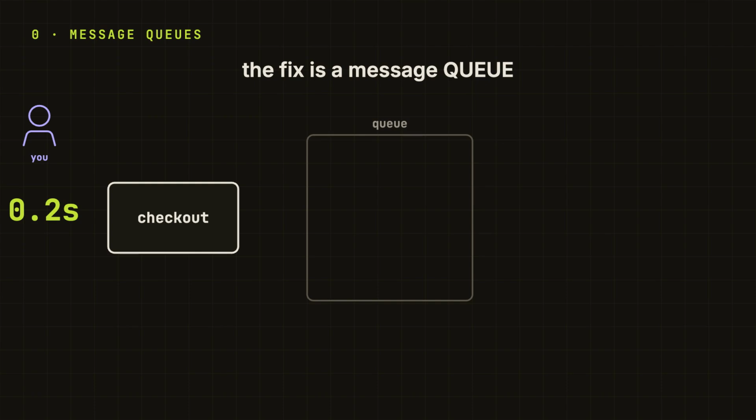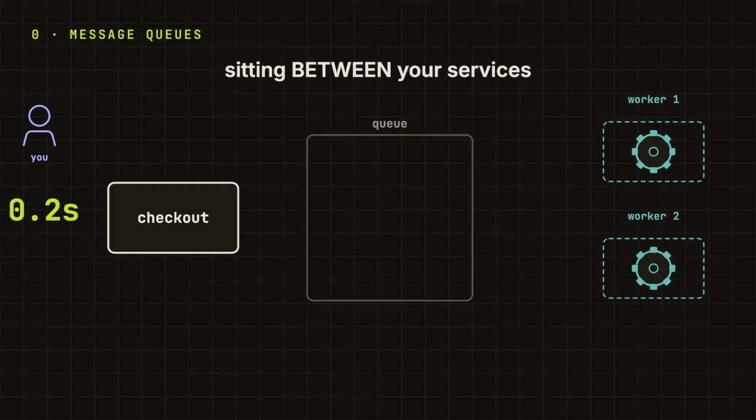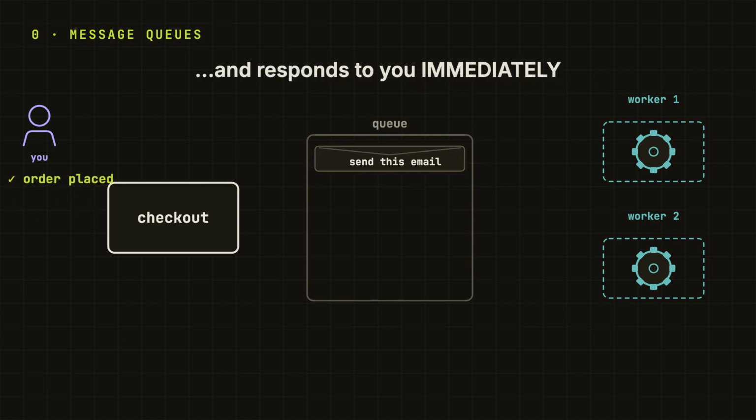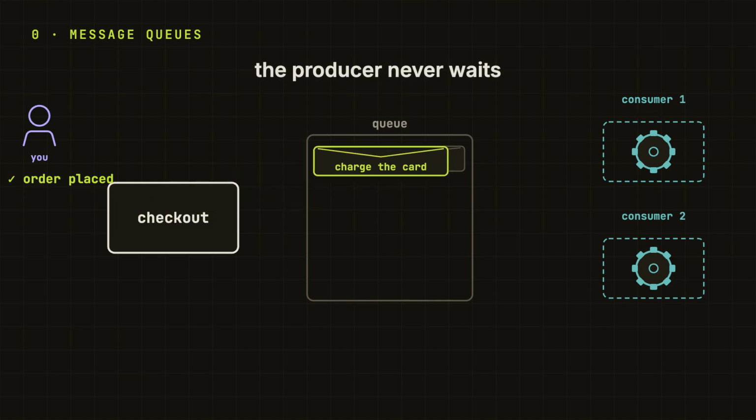A message queue, at a high level, is a waiting line for tasks sitting between your services. Instead of doing the slow work right away, a service drops a little message, "send this email," into a queue, and immediately moves on and responds to the user. And separately, other programs called workers or consumers pull messages off that queue and actually do the work a little later. So the person who produces the work does not wait for it to be done.